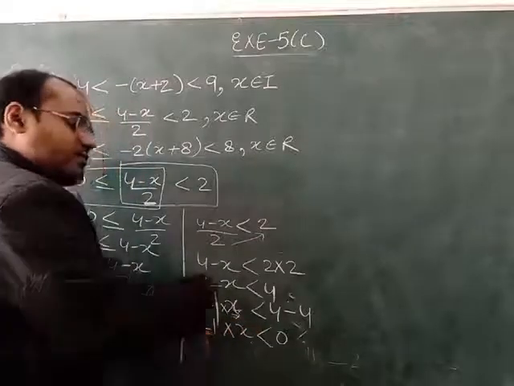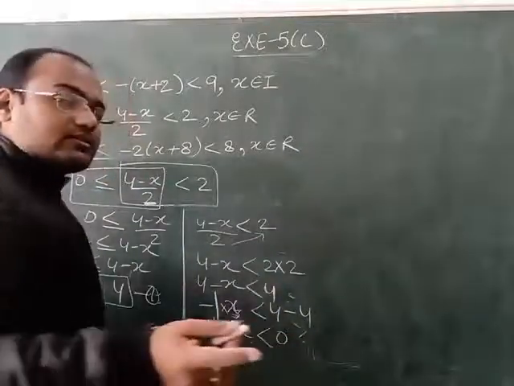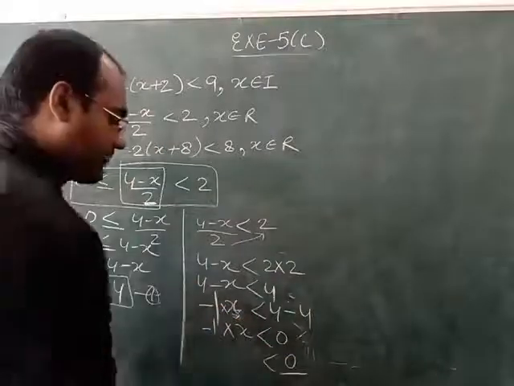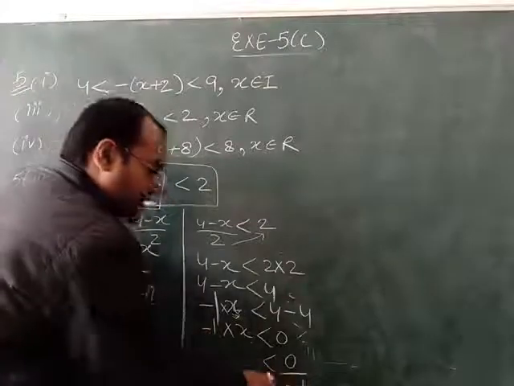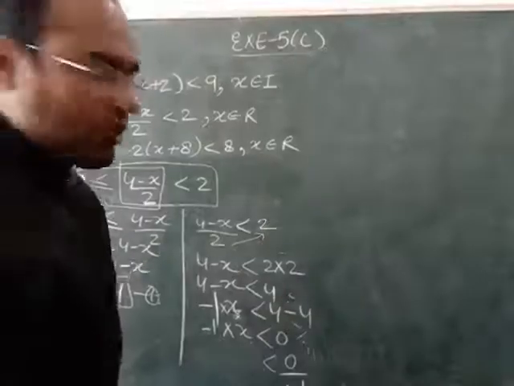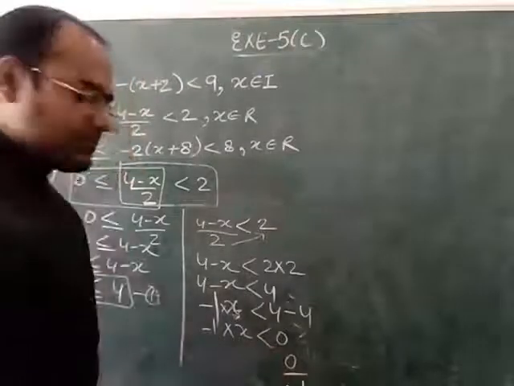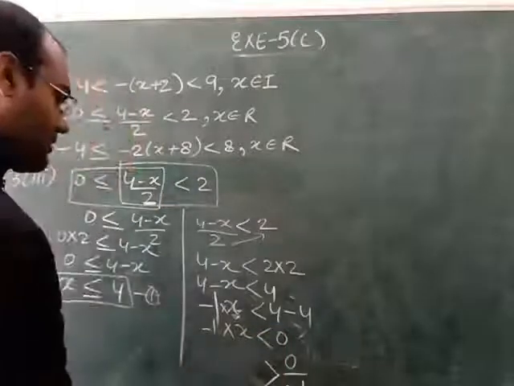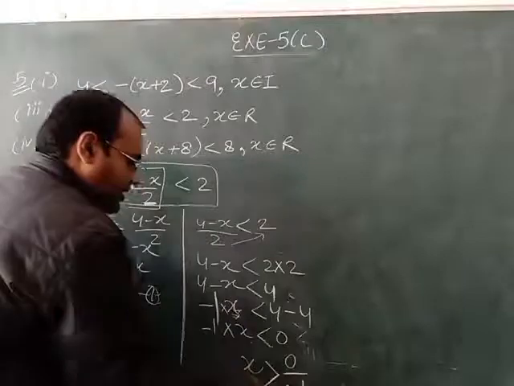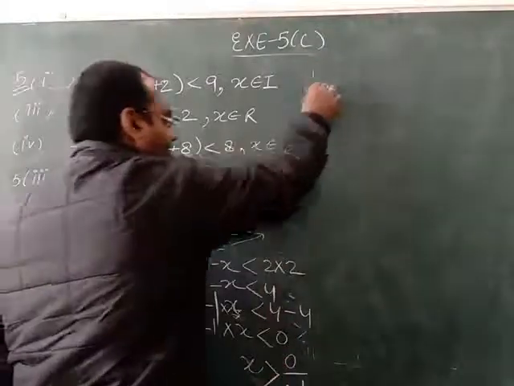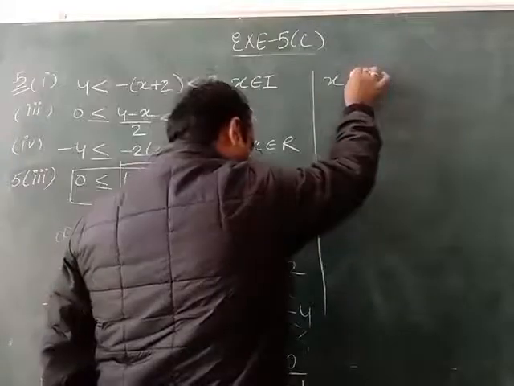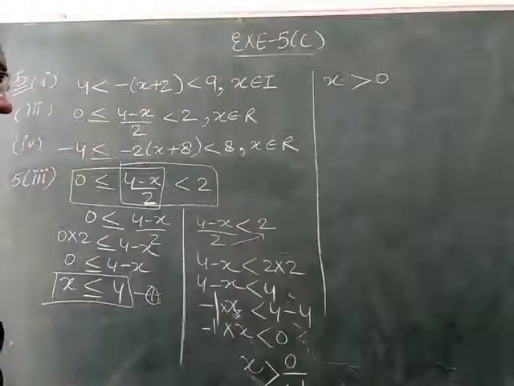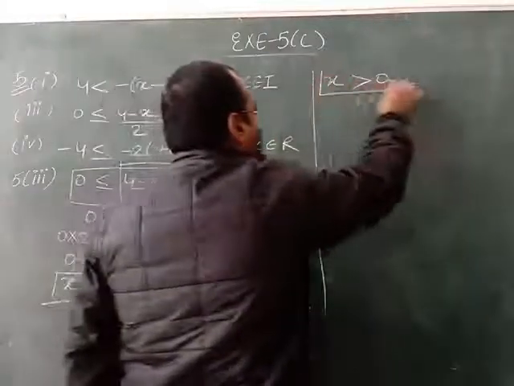Now this minus 1 we will bring in divide, and the rule is when we divide any number with a negative number, the sign of the inequality will get changed. We have to reverse this sign. In place of this sign we will put it like this, and here remaining is x. So on dividing we will get x greater than 0. 0 divided by minus 1, the answer will be 0 only. Now this is your equation number 2.